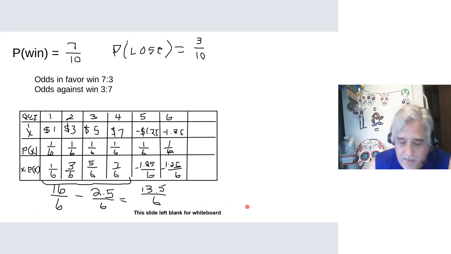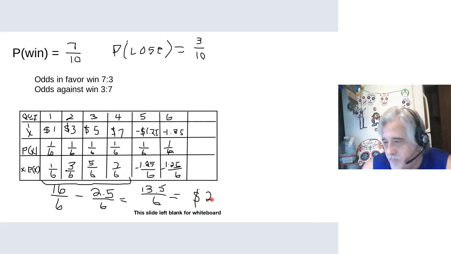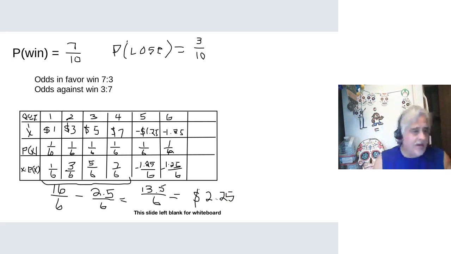So when you divide by 6, you get, putting it back with the dollars now, $2.25. All right. Do you see anything that I didn't do right? As far as I can tell, it all looks good.